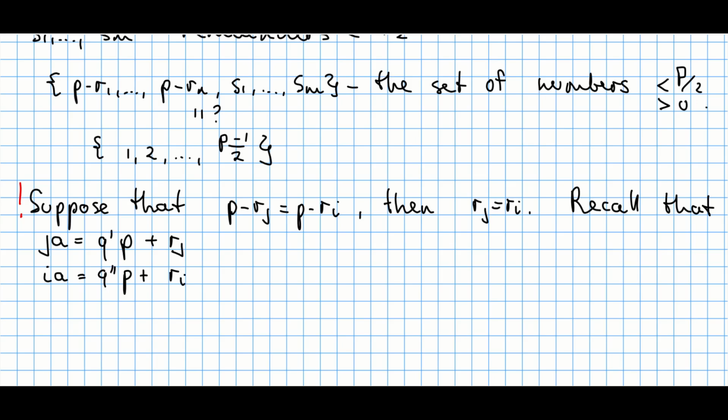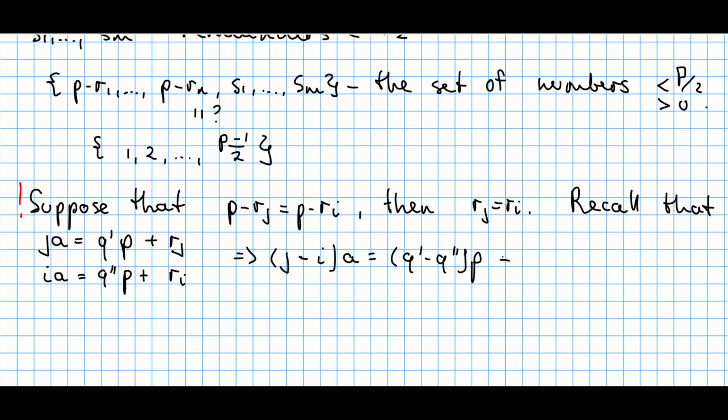And now what I will do here is just subtract both equations. This leads to the following equation. So I just factored out a, and I'll get j minus i times a, which is equal to p times this bracket q prime minus q double prime. And those remainders, they cancel each other since they are equal.